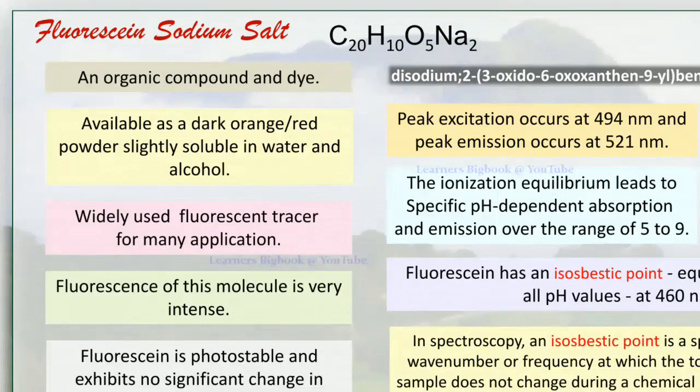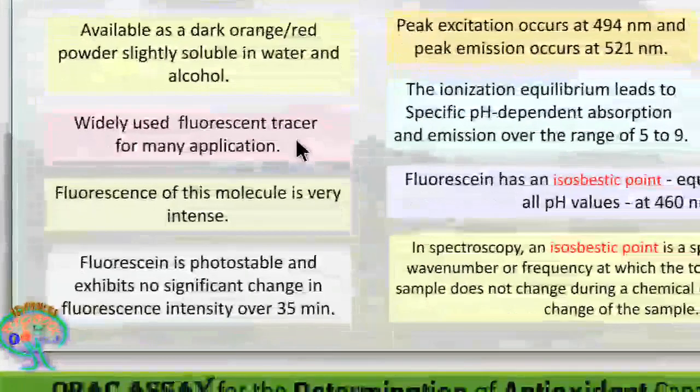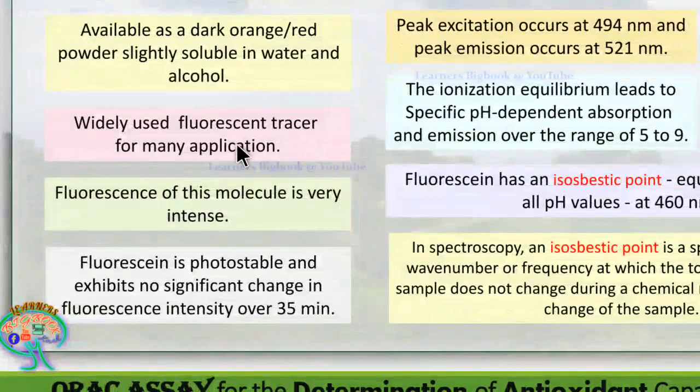Now here, it's an organic compound and also a dye, because it has a dark orange red powder, slightly soluble in water and alcohol. It is a widely used fluorescent tracer for many applications. Now here you know that it is a very intense kind of dye. Intensified in the sense that it gives a perfect absorbance when it is placed in the equipment to measure the absorbance.